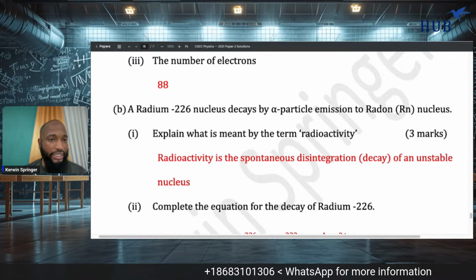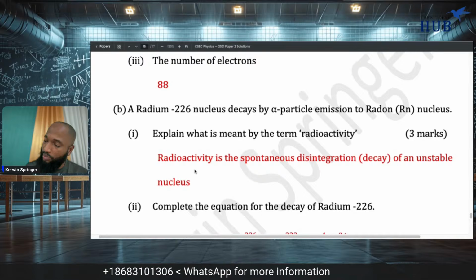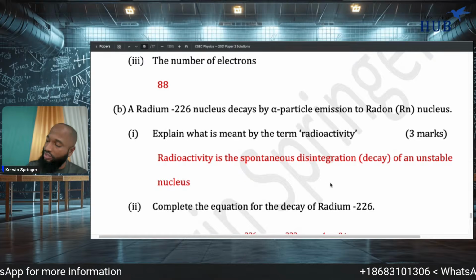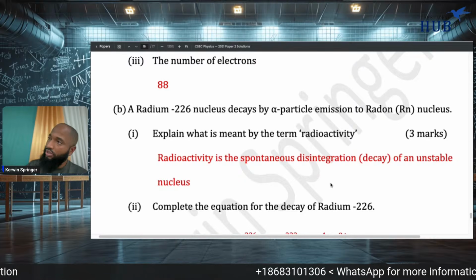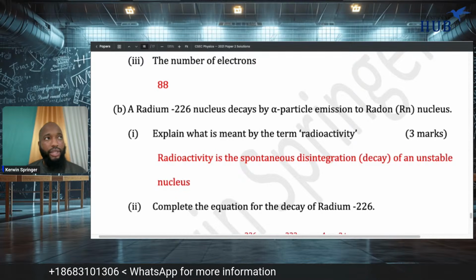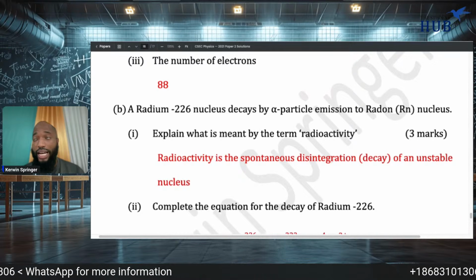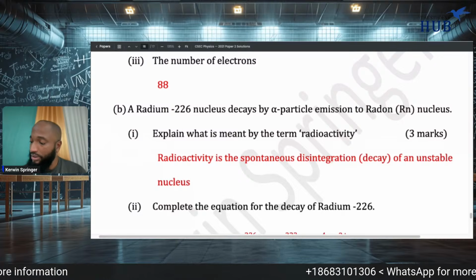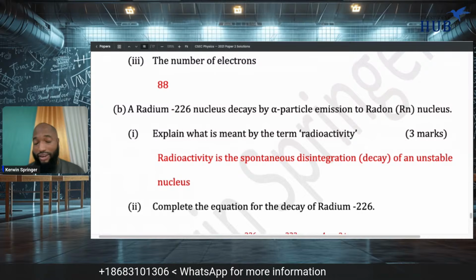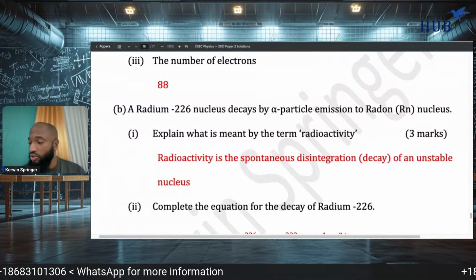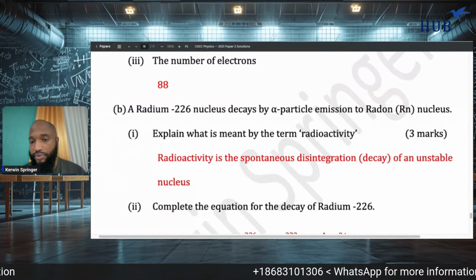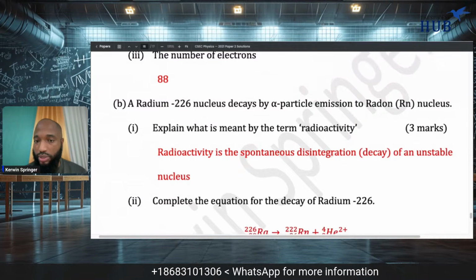Resulting in, add this into your definition for the exam. The spontaneous disintegration of an unstable nucleus resulting in the emission of particles or waves so that the atom can become more stable. Everybody got that? So you're using this definition and you're adding on the little extra bit. Resulting in the emission of a particle or wave so that the atom can become more stable.